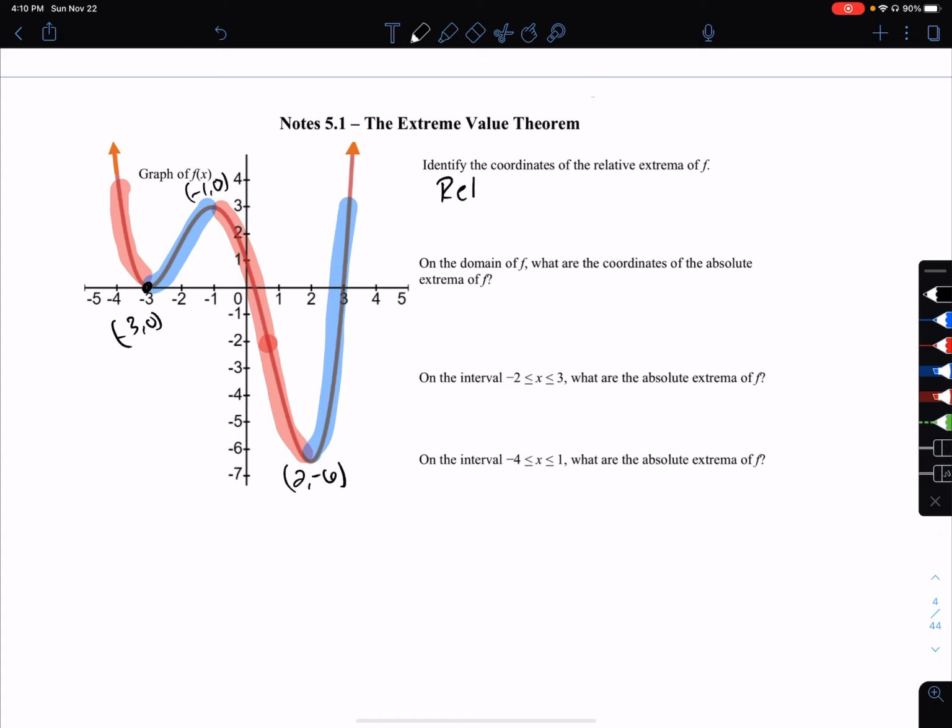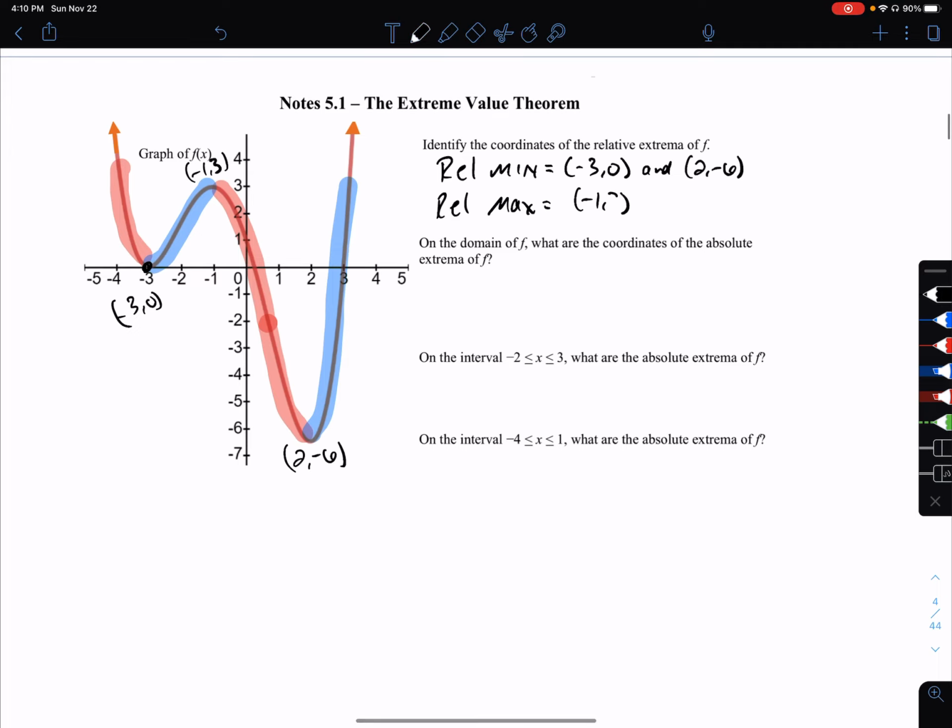So we have relative minimums at -3, 0, and 2, -6. We have a relative maximum at -1, 0. I'm sorry, that's -1, 3. Clearly, we went up. It's not a 0. Don't know what happened on that.